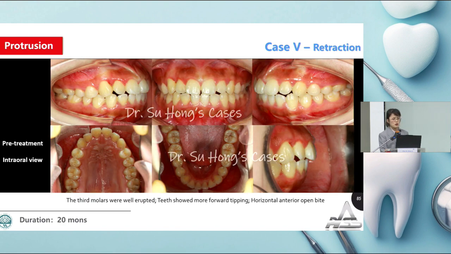The intraoral view showed that all the third molars were well erupted and the teeth before them showed more forward tipping. There was a local anterior open bite, and she couldn't bite well.